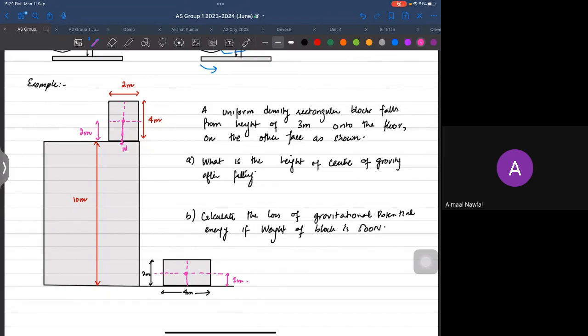Now they want us to find the gravitational potential energy. I'm just going to give you the formula because we have not done that. So gravitational potential energy is mgh. Now I can say mg is 500. What is the height? Who can tell me the height? Yes, Abdullah, Asma, anyone? Who can tell me the height?